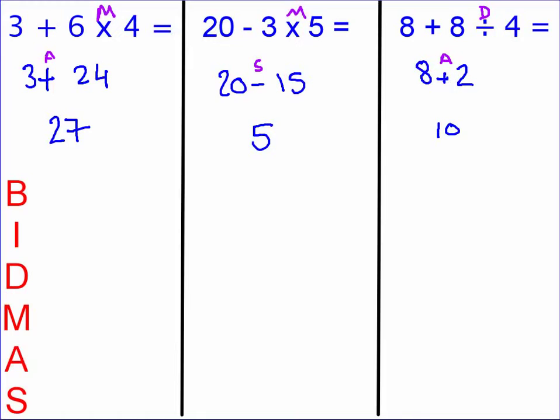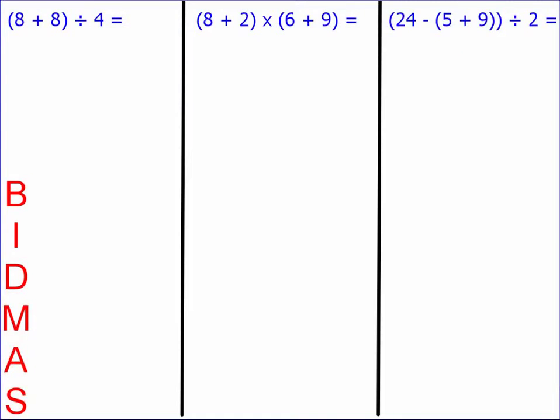So my answers were 27, 5 and 10 for the first 3 questions. For the second 3 questions, well, I had 8 plus 8 again divided by 4, but this time there's brackets. So let's see how the answer changes as a result. Well, I'm going to mark on my brackets first, and I'm going to do 8 plus 8. 8 plus 8 is 16 divided by 4, and mark on that that's division now, and 16 divided by 4 is 4. So do you see how including those brackets again has changed the answer? So rather than being 10, the answer is now 4.